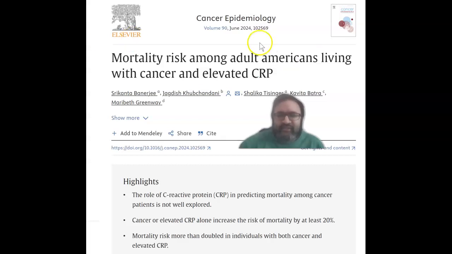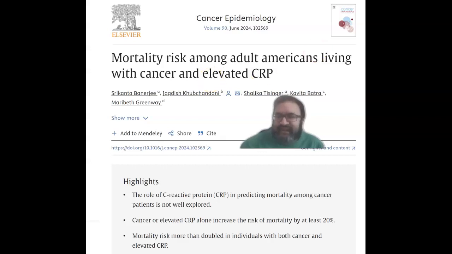Let's take a look at the title: Mortality Risk Among Adult Americans Living with Cancer and Elevated C-reactive Protein. Just to give you a synopsis, it is known that cancer leads to overall mortality, right? However, what is not known is how C-reactive protein modifies that effect between cancer and mortality. In other words, can we use C-reactive protein as a prognostic indicator for those people with a history of cancer to experience mortality?